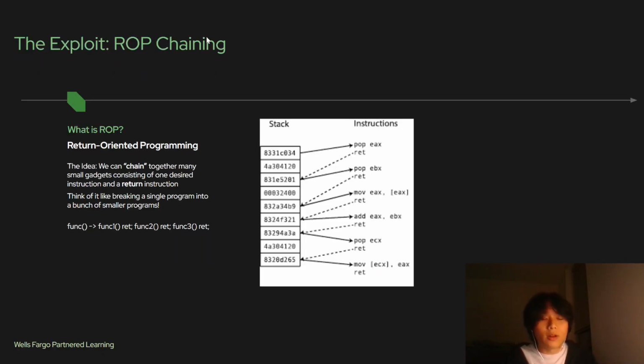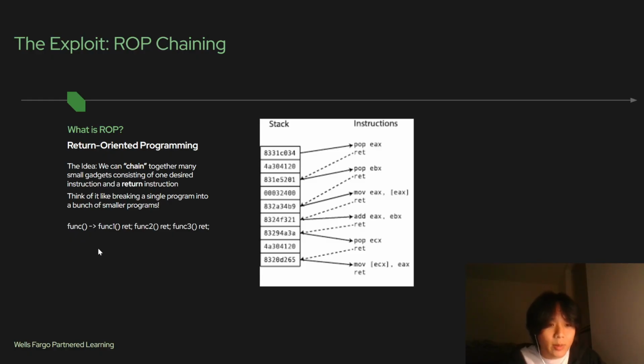So this is the exploit called ROP chaining. And what does ROP stand for? Let's start there. It stands for return-oriented programming. And it's called that because the return instruction is key to the execution of this exploit. And so the idea behind how this works is that we're going to be chaining together a bunch of smaller gadgets, which are just small blocks of assembly code, consisting of usually one desired instruction followed by a return instruction. And you can think of this process like breaking a single larger program into a bunch of smaller programs.